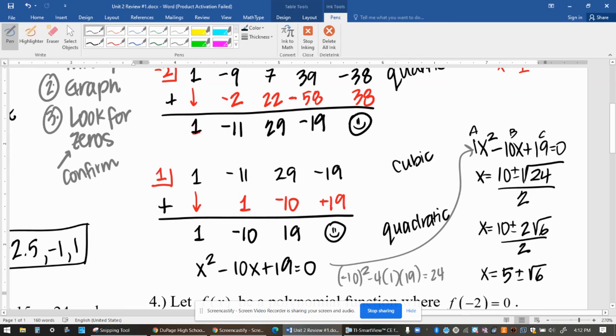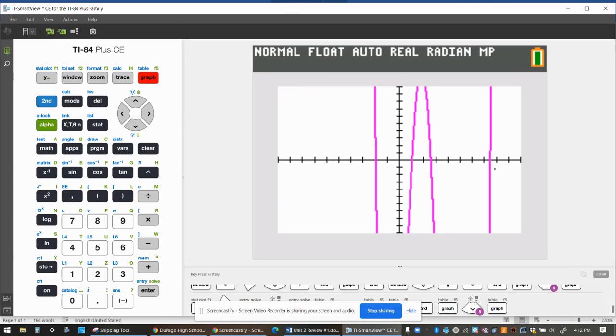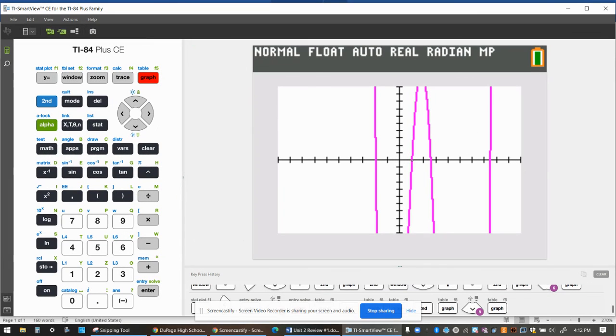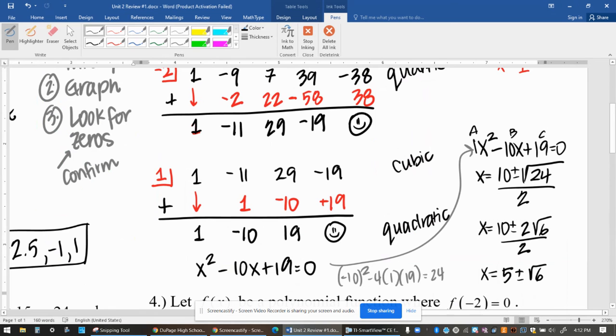Now, pause for a second. 5 plus root 6 is 7.44. It's between 7 and 8. So remember in our graph that the quartic intersected the x-axis somewhere between 7 and 8. And then on my calculator, if I put 5 minus root 6, I get 2.55. So if I look at my graph, the quartic intersects the x-axis between the 2 and the 3. So those answers make sense. That makes me feel like I did my quadratic formula correctly.